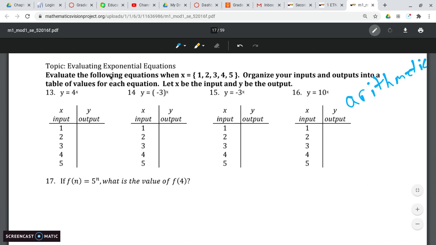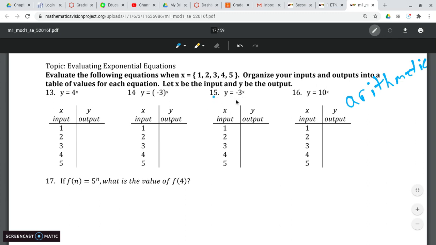So we want to evaluate the following equations when x equals 1, 2, 3, 4, and 5. So that's set. And we want to organize the inputs and outputs into the table of values for each equation. Let x be the input and y be the output. So for this, basically what we're going to do is plug each of these 5 numbers into the equation up above and then see what the output is. So we're actually going to do number 15 together.